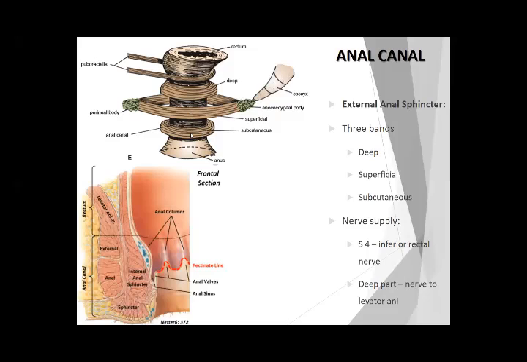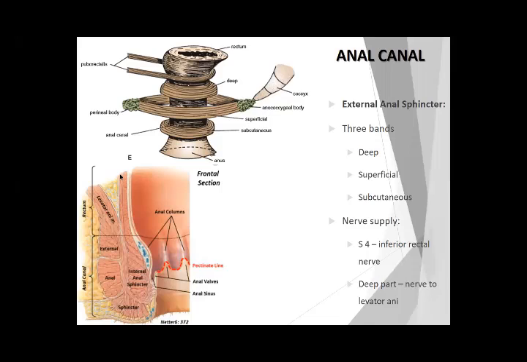Then comes the lowermost part, which is the subcutaneous part. The subcutaneous part once again encircles the anal canal and it is attached to the skin of the anal canal. So this is the subcutaneous part attached to the skin.